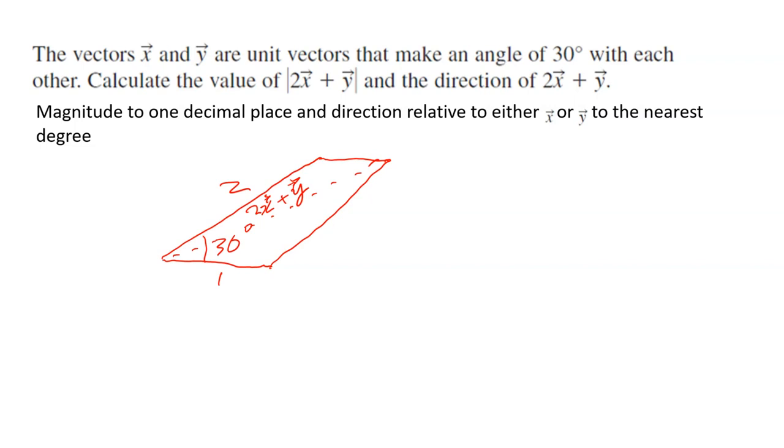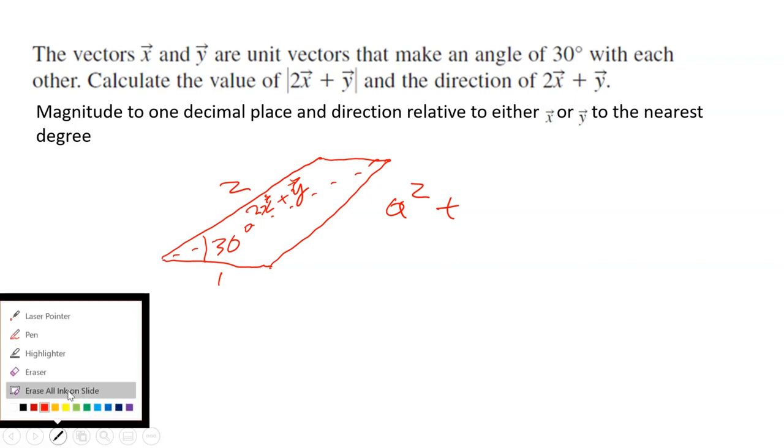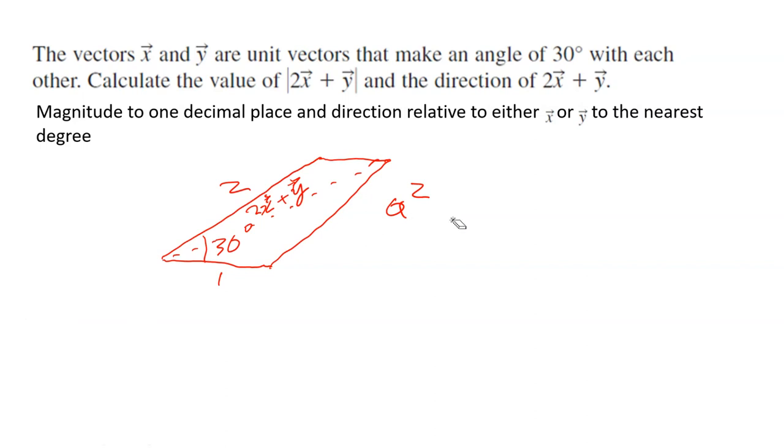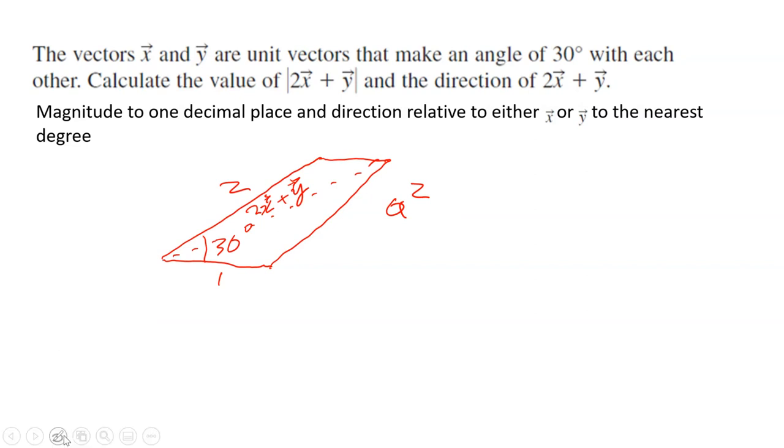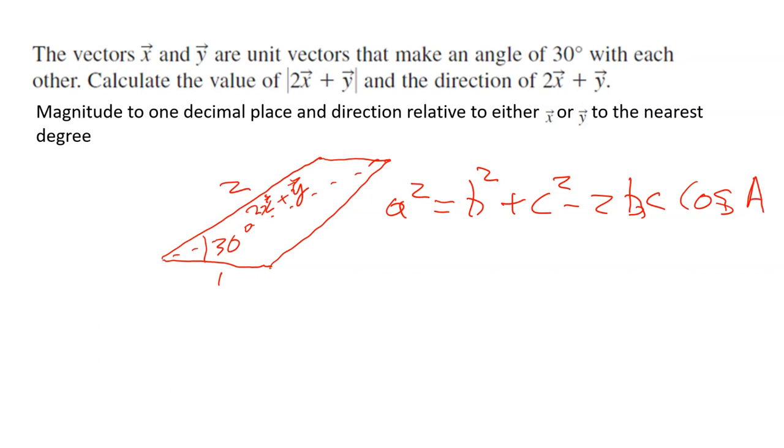So let's do this. Let me write the cosine law down for you. So a squared is equal to, actually, one second here. Sometimes I think the smartboard is actually easier to work with than the PowerPoint presentation. Okay, so a squared is equal to b squared plus c squared minus 2bc cosine of A. Okay, wait a second.